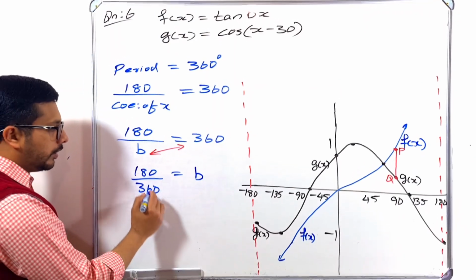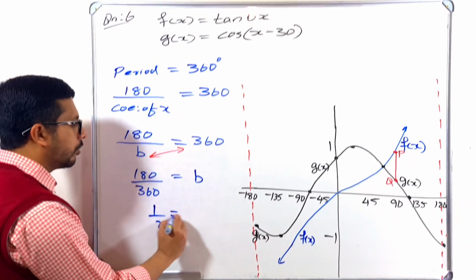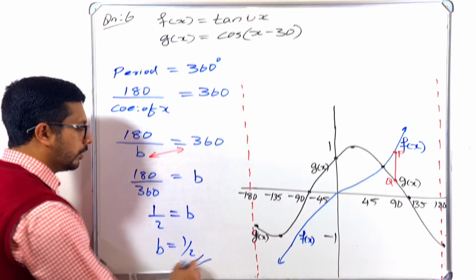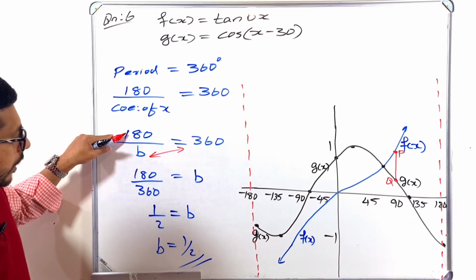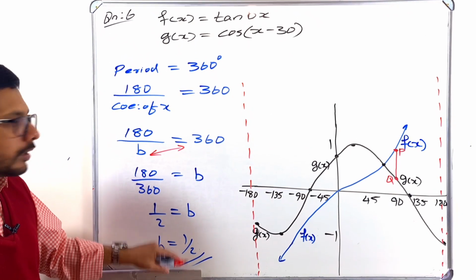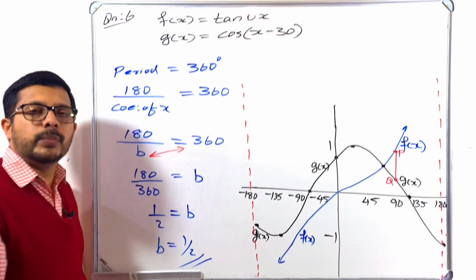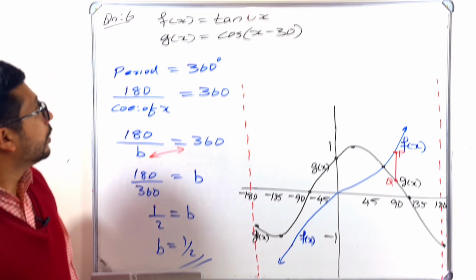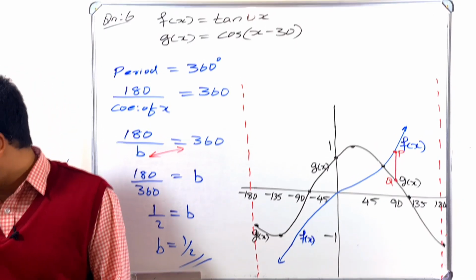So 180 divided by 360 is 1 over 2. Check in your calculator. Okay, 1 over 2 is equal to b, or the value of b is 1 over 2. Okay, so now you can see that 180 divided by 1 over 2, check in your calculator, what is the answer? You will get 360. So it means that the value of b is 1 over 2. Okay, so that is question number 6.1. Now let's go to 6.2.